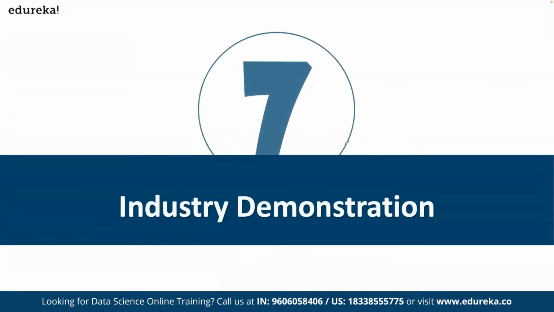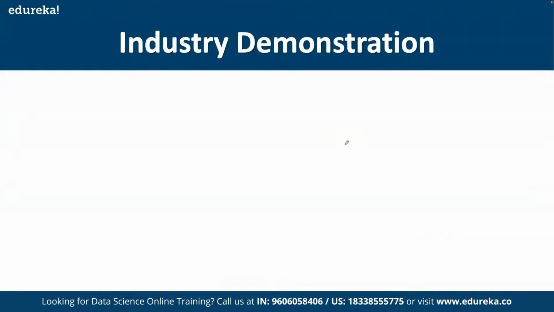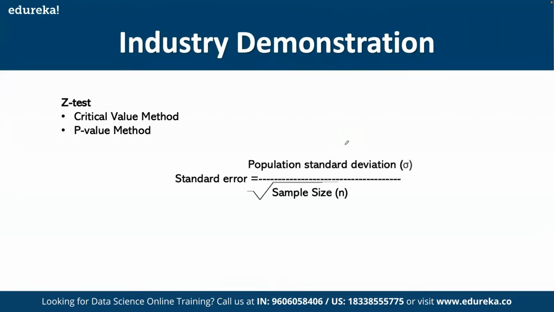Now that you have seen how we can perform hypothesis testing, let's take up an example. In the case of the Z-test, we can do it by two methods: one is the critical value method and the other is the p-value method. While calculating the Z value, we'll be finding the standard error, which is given by the population standard deviation divided by the square root of the sample size.